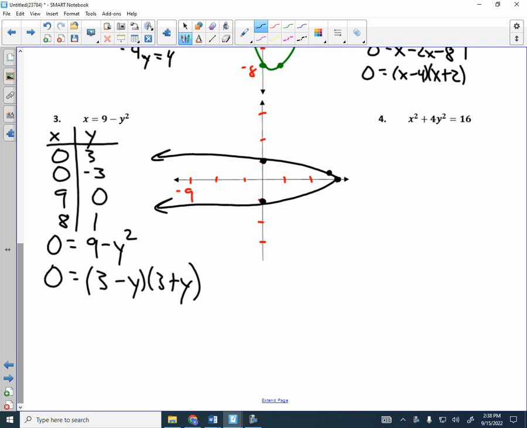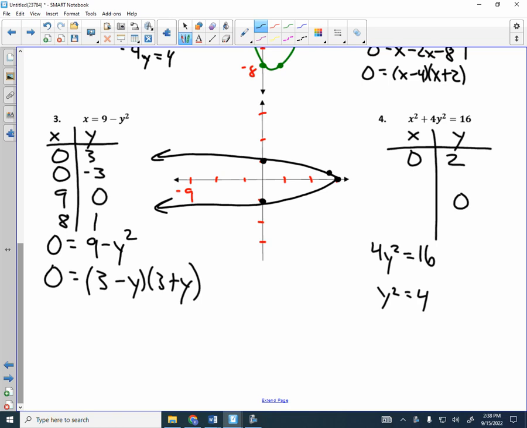Last one. What's different about this one? Both X and Y are squared. So I have X and Y. Let's start by plugging in 0 for X. I plug in 0 for X, my new equation is 4y squared is equal to 16. So y squared is equal to 4, so y is, and, yep, if you see the y squared, that means that there are two solutions, positive 2 and negative 2, so make sure you list both of them. Very common for people on their test to not list both intercepts.